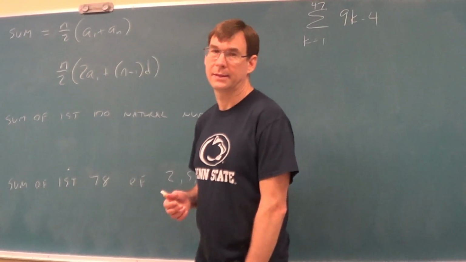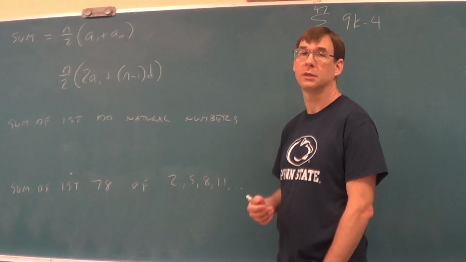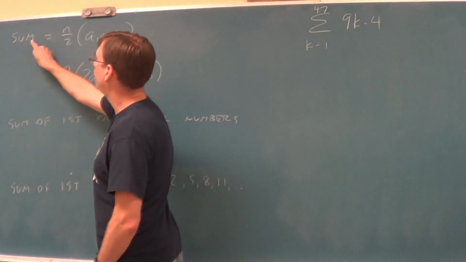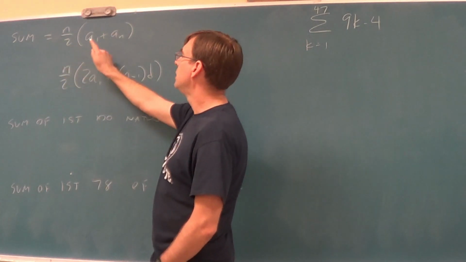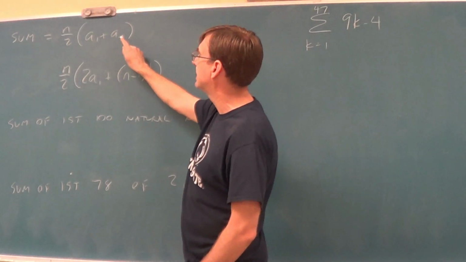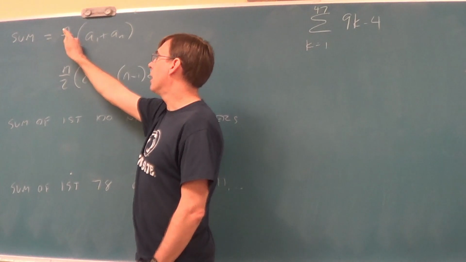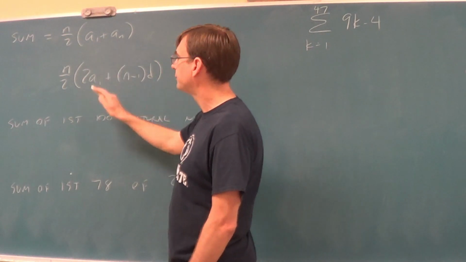The last thing they'll ask you to do is find the sums of some arithmetic sequences. There are 2 formulas you could use. To find the sum, one formula, if you know the first and last terms, you can do the first term plus the last term in parentheses. The amount of terms divided by 2 gets multiplied with that.